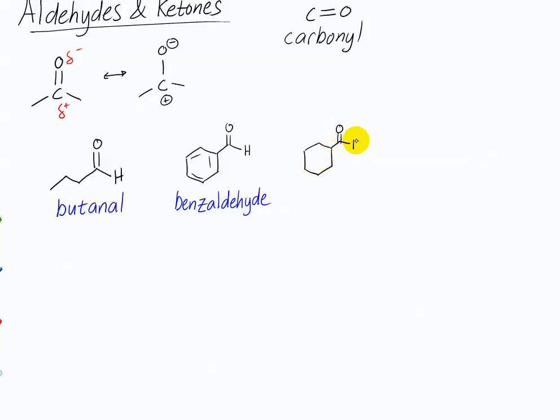Same deal here. We can't call this one cyclohexanal, because that would imply that the aldehyde is somehow part of the cyclohexane ring. To get around that, then, we call this cyclohexane carbaldehyde. And that carb tells us that, in fact, there's another carbon there that has the aldehyde in it.